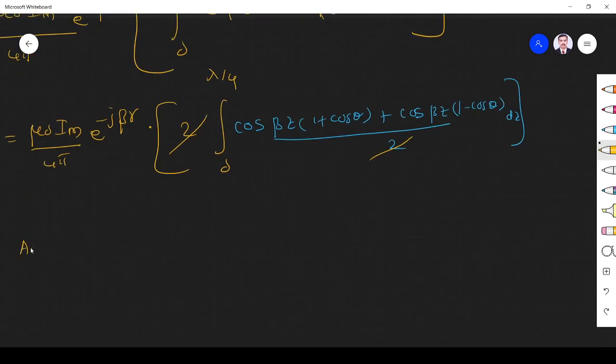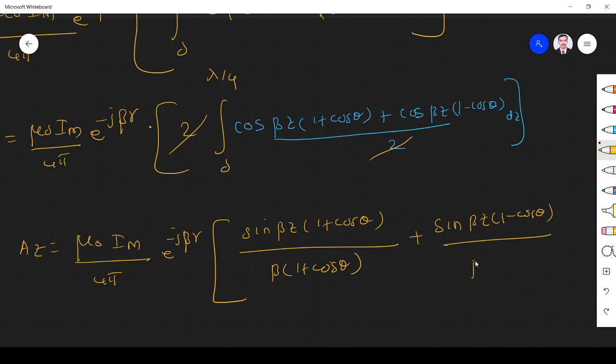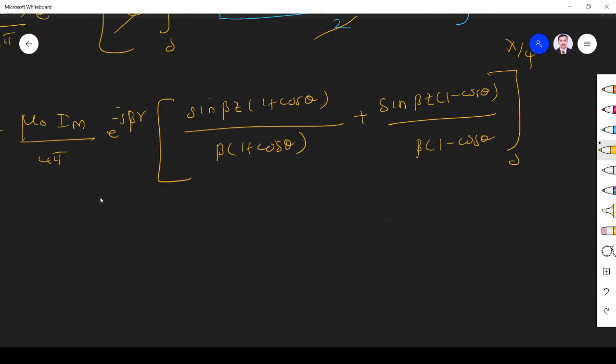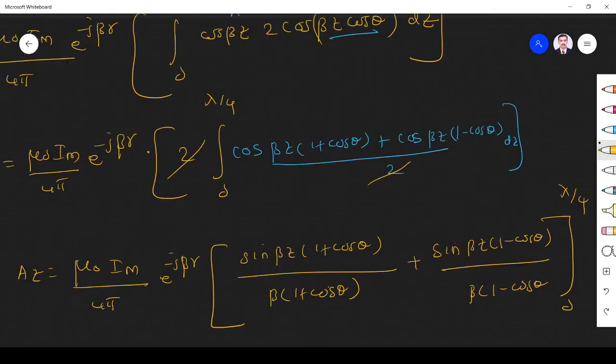So Az is equal to mu naught Im divided by 4 pi e power minus j beta r. Right, this cos beta z I can integrate as sin beta z 1 plus cos theta divided by beta into 1 plus cos theta. Similarly, here integral of cos is sin beta z 1 minus cos theta divided by beta into 1 minus cos theta. Limit goes from 0 to lambda by 4. Okay. Now what will happen? That will give mu naught Im divided by 4 pi, beta will come here, beta 4 pi r. I missed 4 pi r.